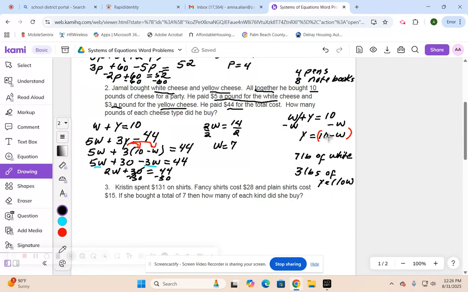Okay, we could have done it right here too. We know what W was because we got it here. So 10 minus 7 is going to give us that Y is 3. So you can go back to the original, or you can use the rewritten equation for the original. Either way it will work, okay? Again, you should always check. Let's just double check. 7 plus 3 is 10. 5 times 7 is 35. Plus 3 times 3 is 9. And 35 plus 9 is 44. Let's keep going.